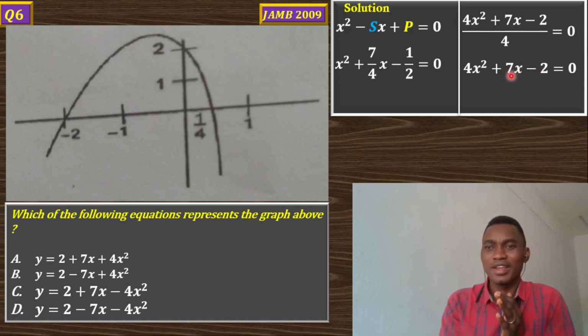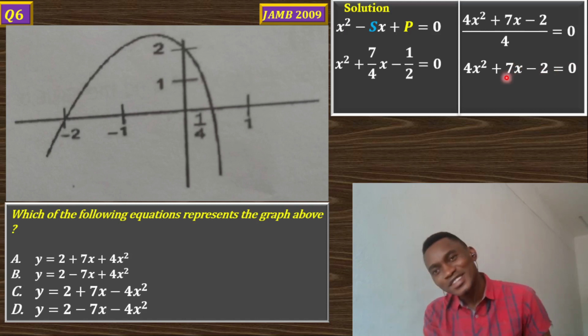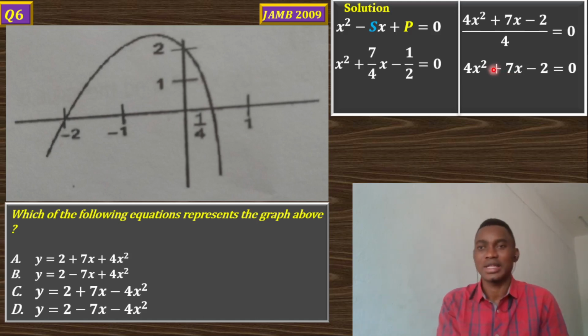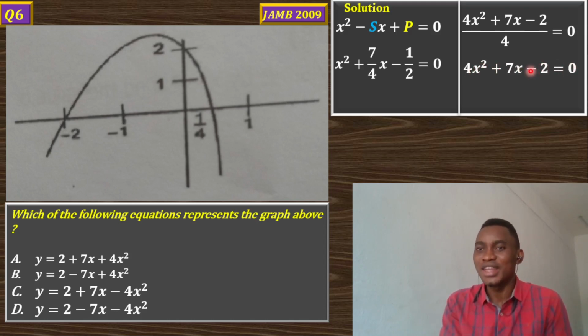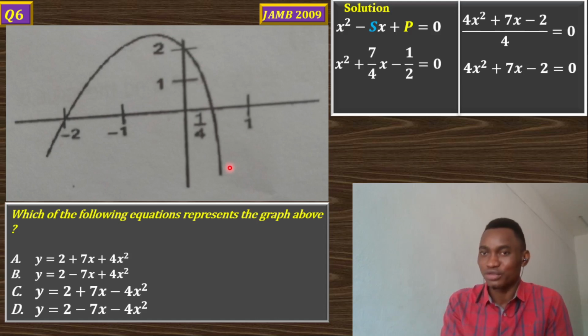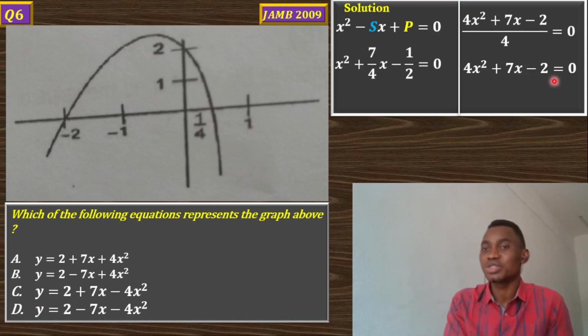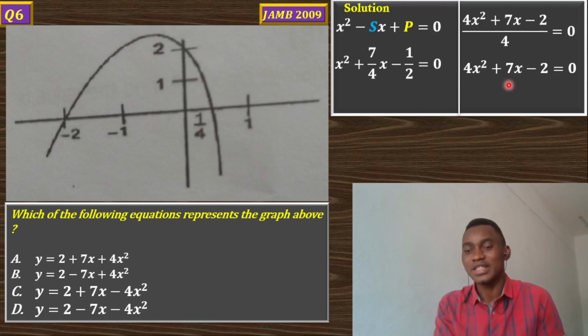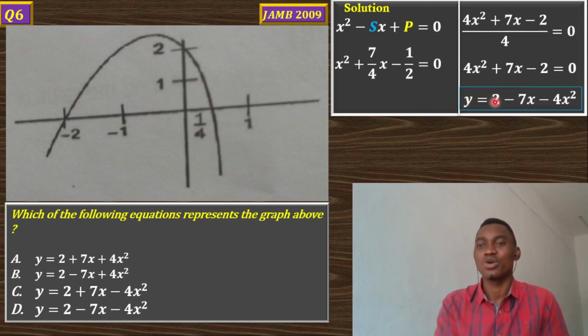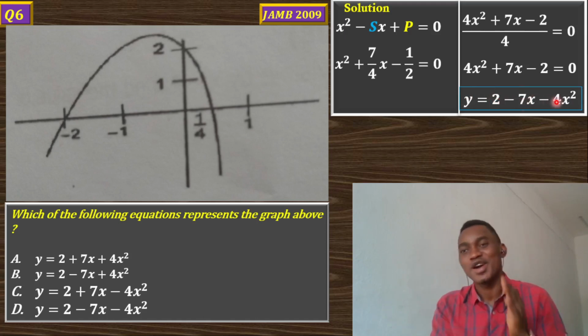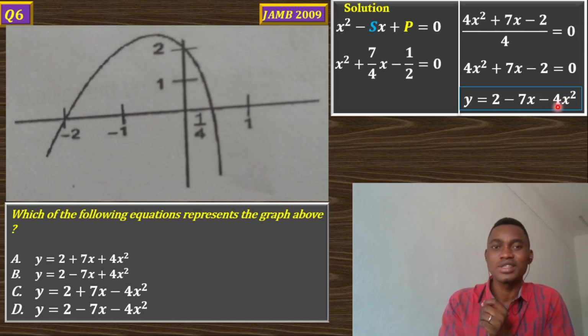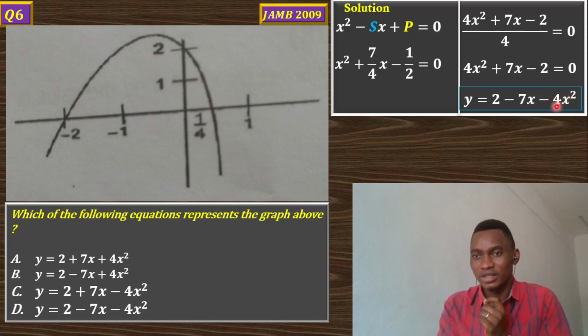Are we going to stop here? No, we are certainly not going to stop here, because at this point, 4x squared plus 7x minus 2 equal to 0 can never produce an N-shaped curve. It will only produce a U-shaped curve, a smiling curve. So we have to divide both sides by -1. If that happens, we'll have y equal to 2 minus 7x minus 4x squared. As you can see, the coefficient of x squared is negative, which agrees with the curve we have at hand.